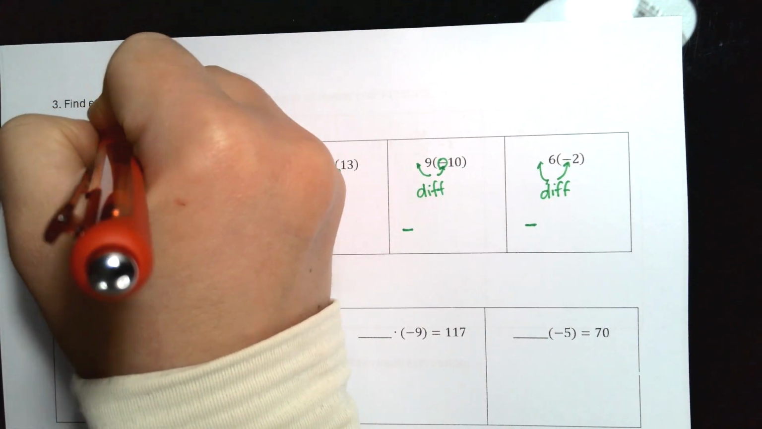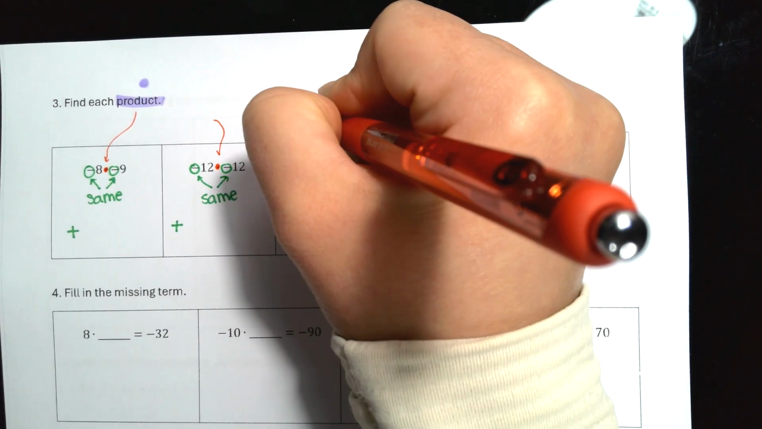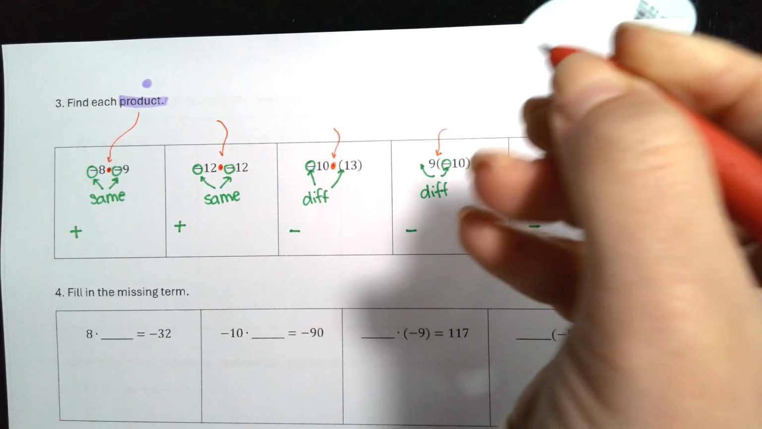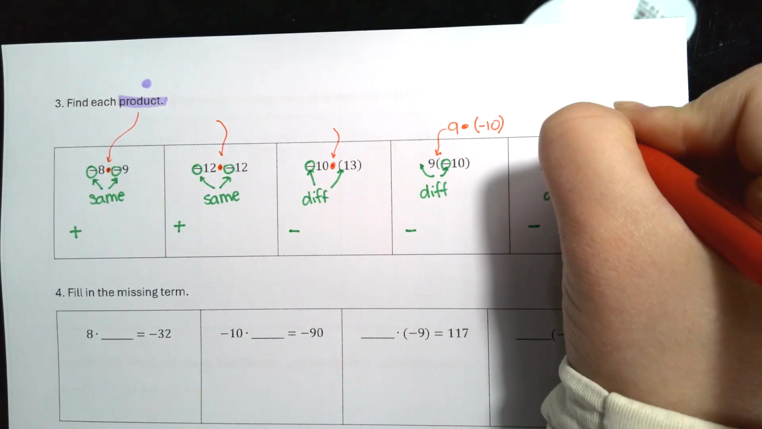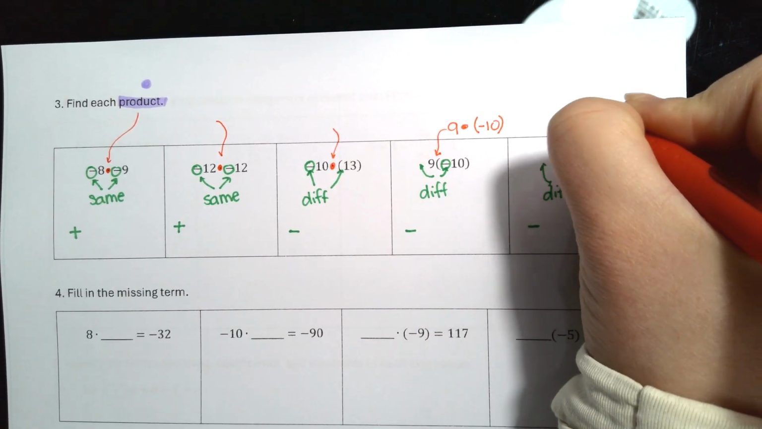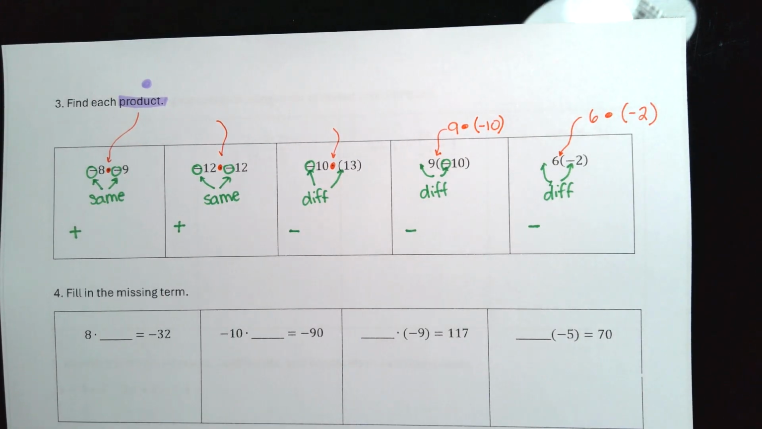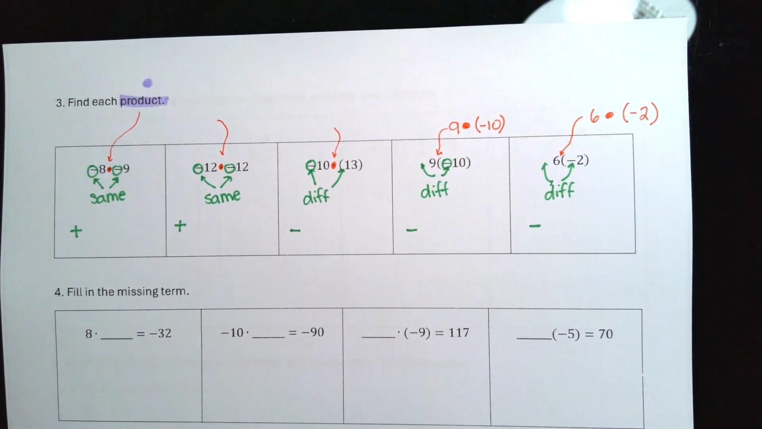For product, we do need a multiplication symbol. Mathematicians are lazy, so sometimes we do not write the times symbol. But if it's asking you to find the product, you must write that little symbol, this dot, to show multiplication.